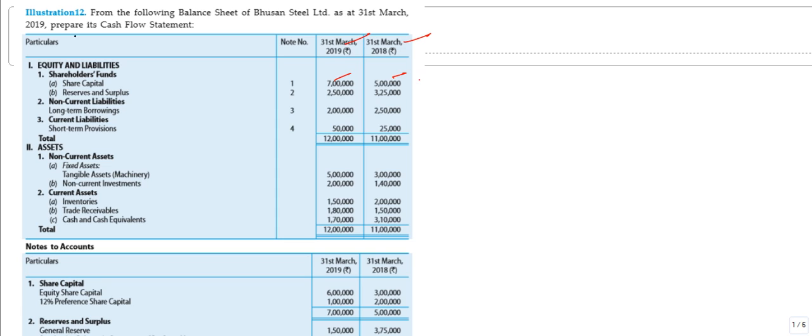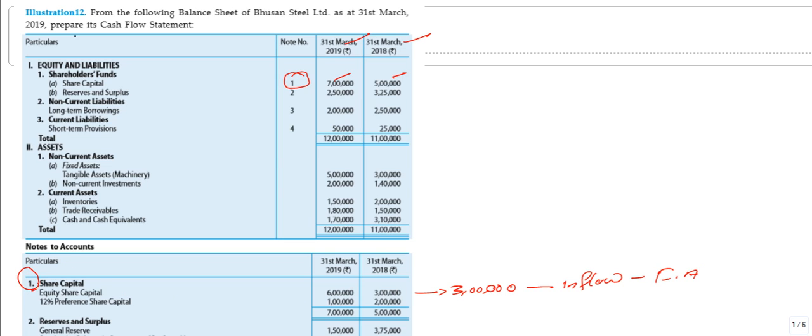So we can simply say that we issued some equity shares, but the note number is here, so we have to go to the note number first. Equity share capital is 3 lakh and preference share capital is 6 lakh. What happened here? We issued 3 lakh rupees of equity share capital. So that is the inflow of cash under financing activity.